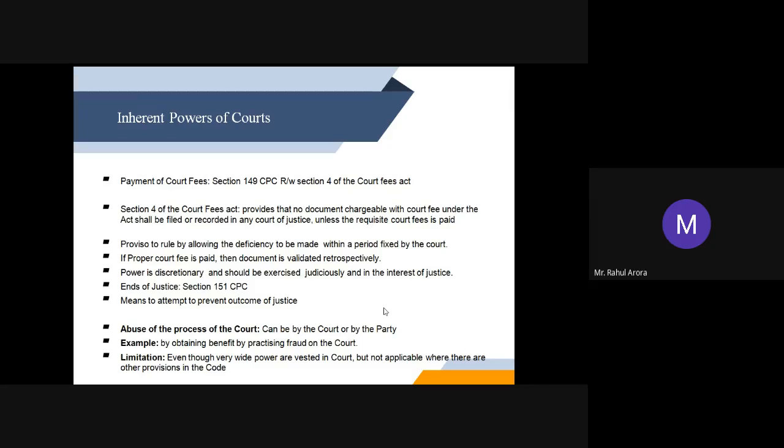Now, I would like to explain Section 151 CPC. The inherent powers saved by Section 151 can be used to secure the ends of justice. Thereby, it is a means to attempt to prevent the outcome of injustice. The second expression, which is of immense importance, is that of abuse of the process of the court. Abuse can be done not only by the court but also by the party. Thus, the court can recall its own order and correct its mistake and can set aside an ex parte order passed against the party.